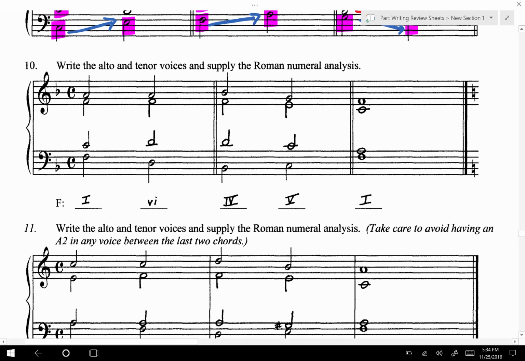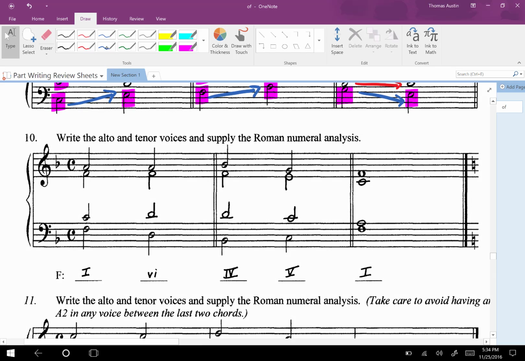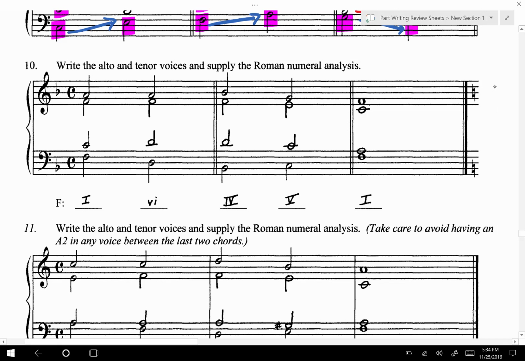Let's look at number 10. For number 10, write the alto and tenor voices and supply the Roman numeral analysis. We're in the key of F major. Let's spell our triads. Why B flat? Because we have a key signature. Roman numerals. We have a major 1 chord going to the minor 6 chord. Minor 6 to a major 4. Major 4 to a major 5. Major 5 to a major 1.